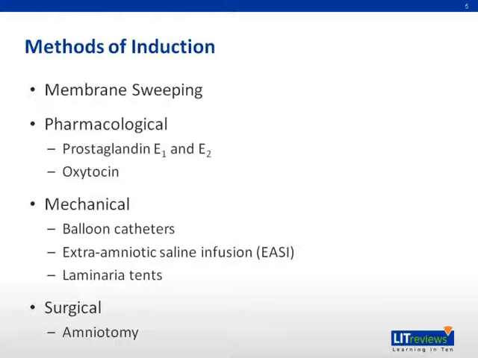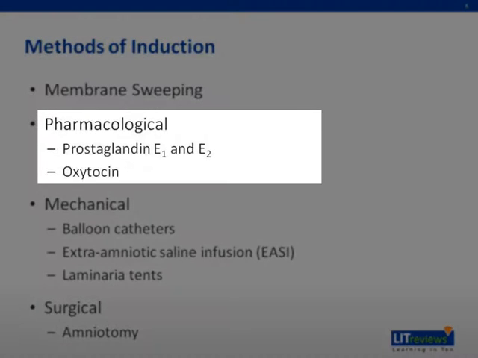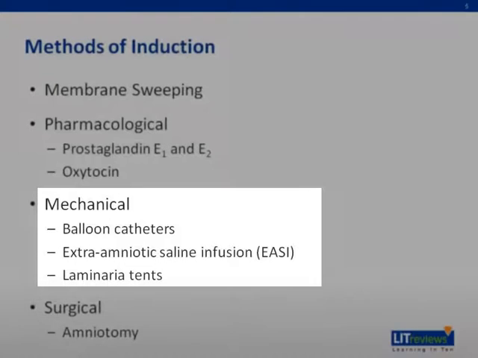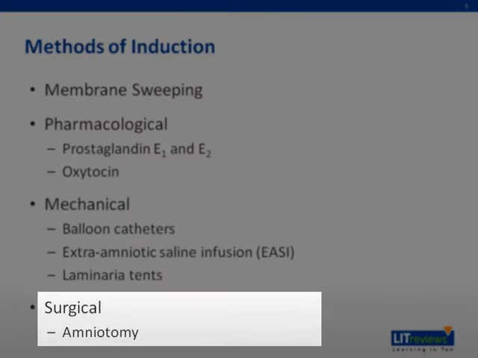Methods of induction of labor include membrane sweeping, pharmacological, mechanical, and surgical. Under pharmacological, there's the use of prostaglandin E1, E2, and oxytocin. As for mechanical methods of induction, there's balloon catheterization, extra-amniotic saline infusion, laminaria tents, and for surgical, there's amniotomy.